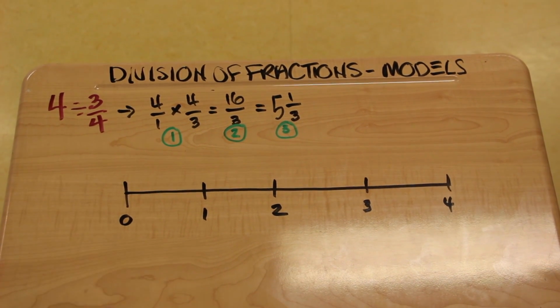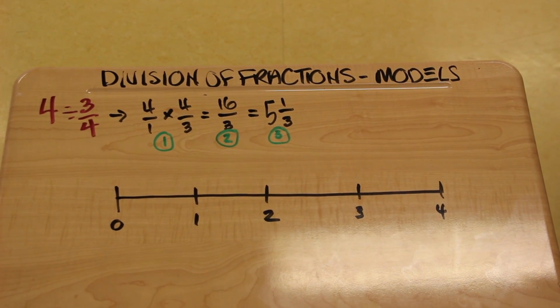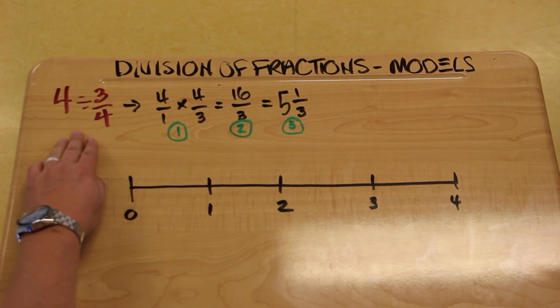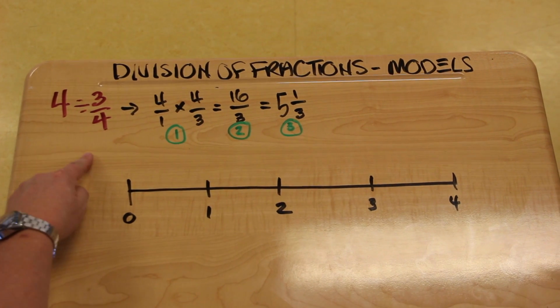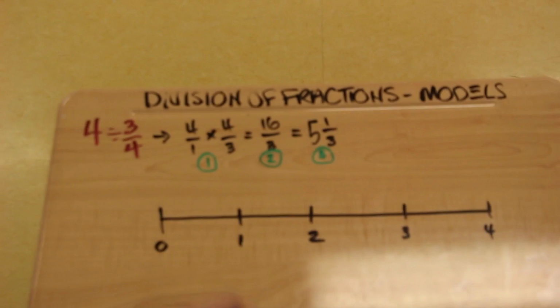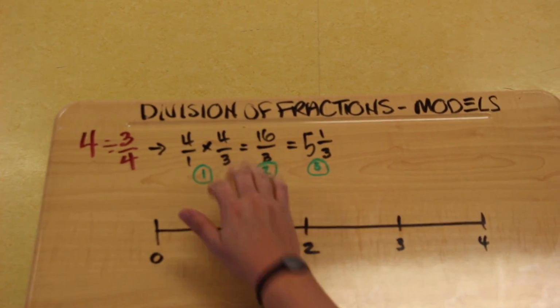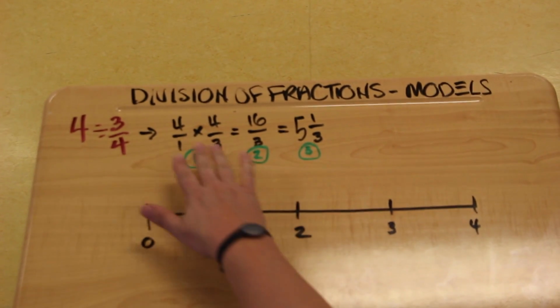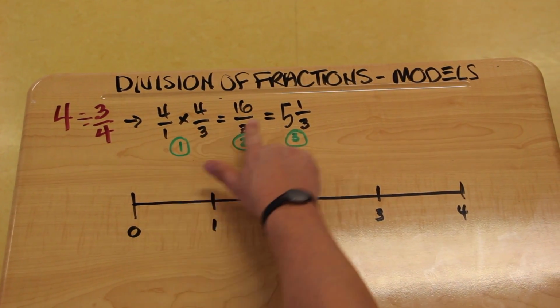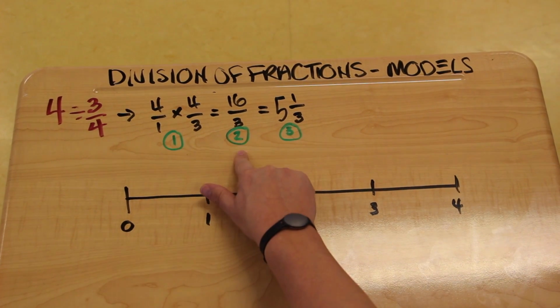The first thing you're always going to do when you have a modeling question is the math. So here I have my 4 divided by 3/4. I convert that whole number into a 4/1. I reciprocate or flip that second fraction, and I convert it to a multiplication question. I check for any cross simplification. There is none. So then 4 times 4 is 16. 1 times 3 is 3.